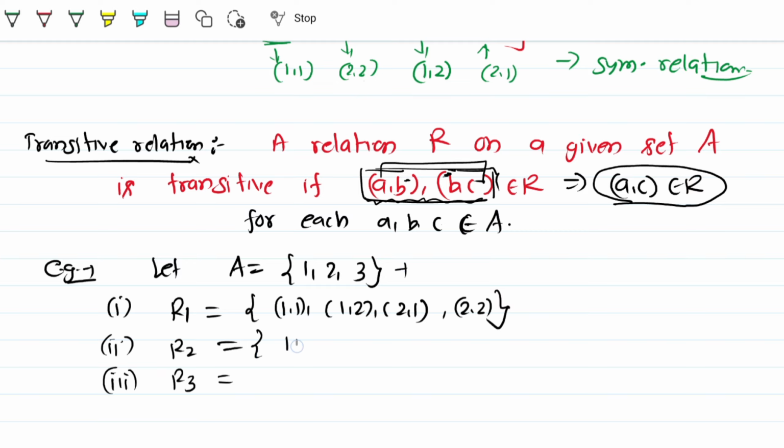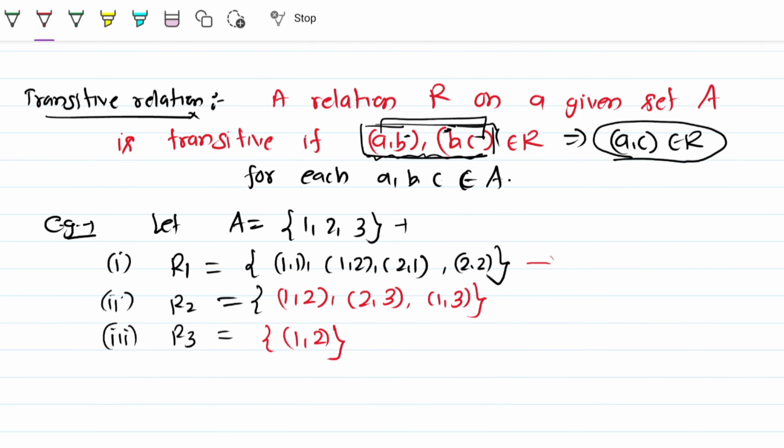Another one, R2, is {(1,2), (2,3), (1,3)}. R3 I'm taking as {(1,2)} only. Now we have to check all three relations for transitivity, and we will try to understand the definition.